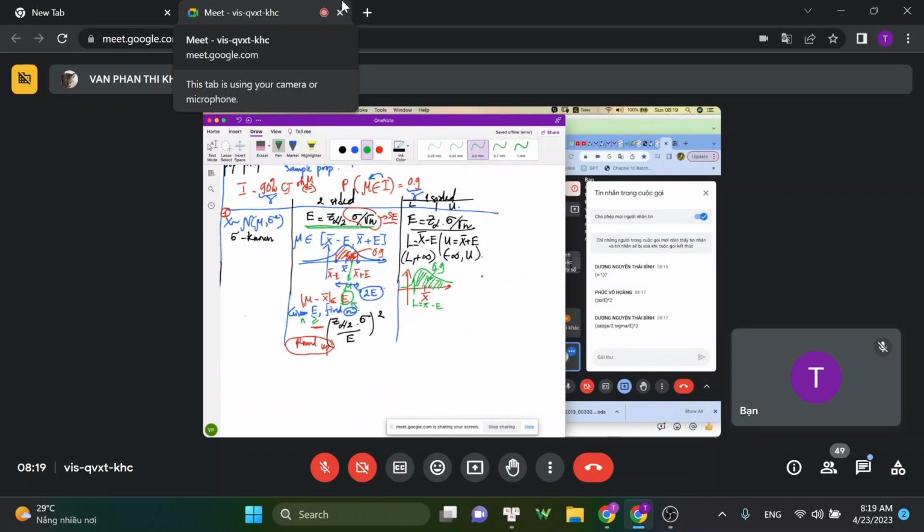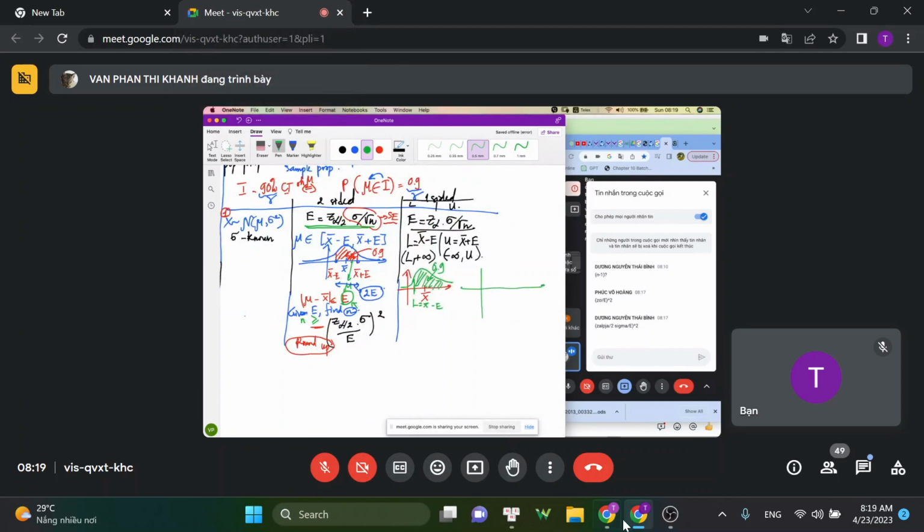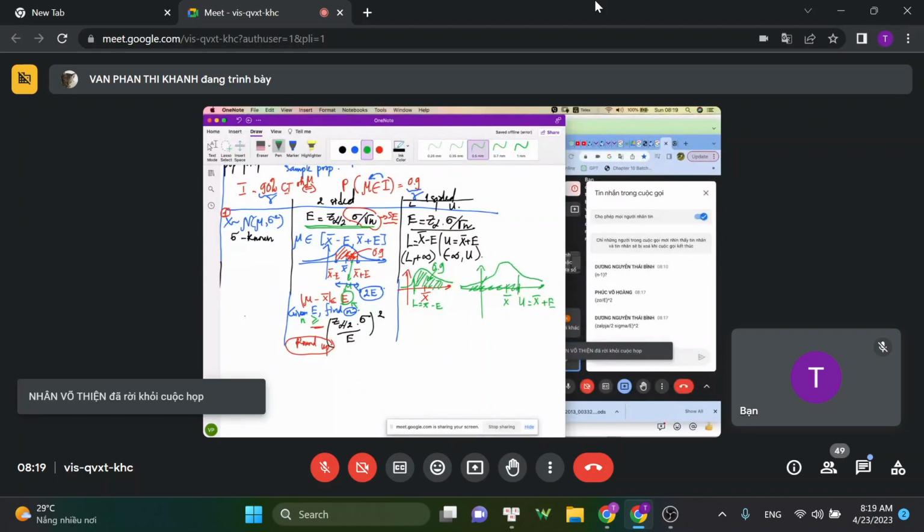And in this one, x bar is here. This is our upper bound. It's x bar plus E, and our interval will be this one, right? From minus infinity to the upper bound, and the area here is 0.9.